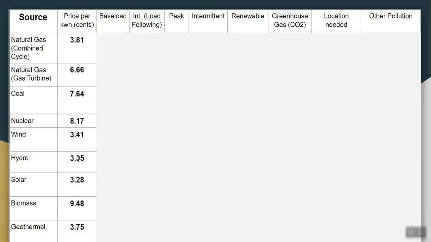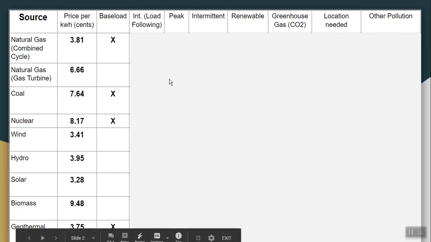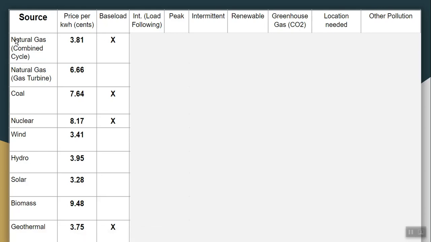So you might be wondering, well, why don't we just use wind and solar? Well, again, that's because if we need a certain amount of base load power, natural gas combined cycle can do that, coal can do that, nuclear can do that, geothermal, if in the right spot, can do that. So this is why natural gas is our number one source of electricity. It has a very low price, and it can be used for baseload power. Okay.